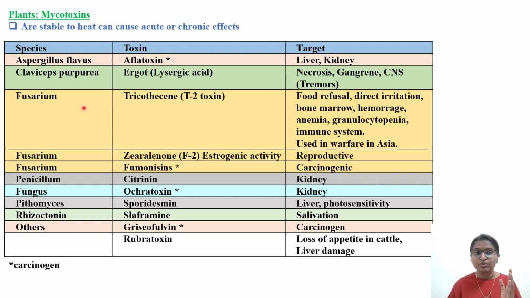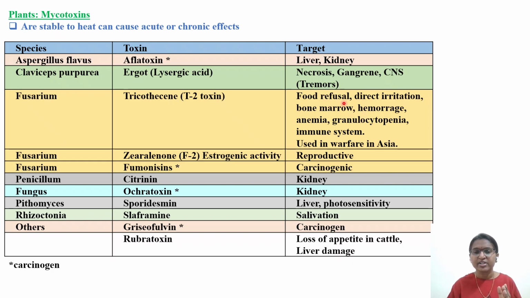Third is Fusarium. Few questions previously also they have asked on Fusarium, that is trichothecene T2 toxin. So in our channel also with respect to trichothecenes we have discussed. So I will upload the video link in the description. So the main target is food refusal.